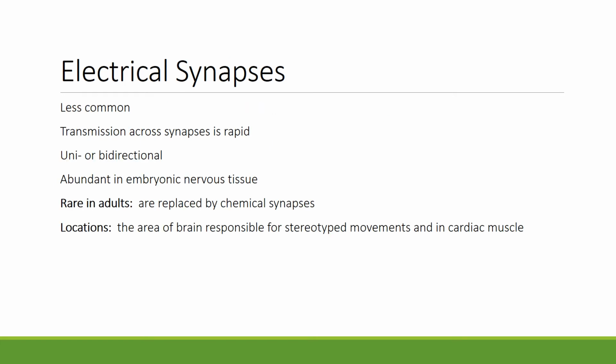Let's look first at electrical synapses. They are less common than chemical synapses, and the transmission across the synapse is rapid. They can be either uni- or bidirectional and are abundant in embryonic nervous tissue. They're rare in adults because usually electrical synapses are replaced by chemical synapses. Places you find electrical synapses are the area of the brain responsible for stereotyped movements and in cardiac muscle.